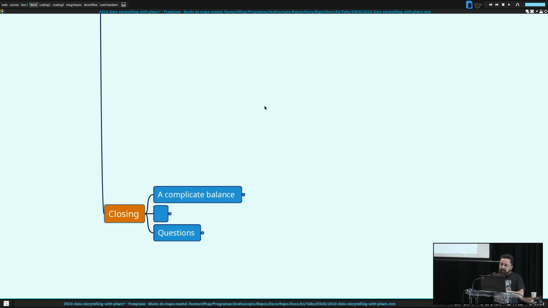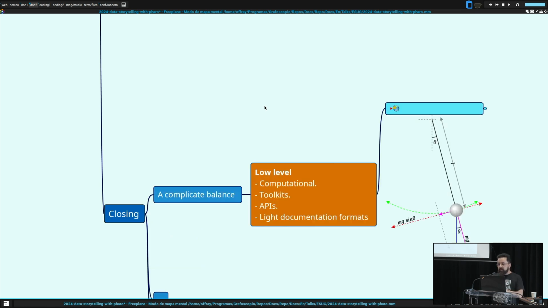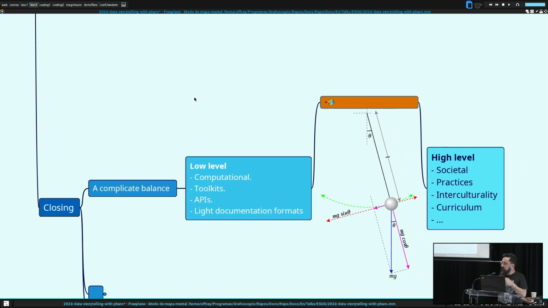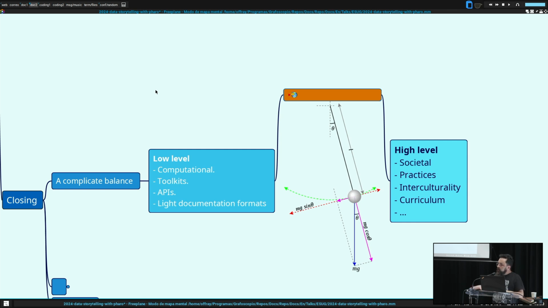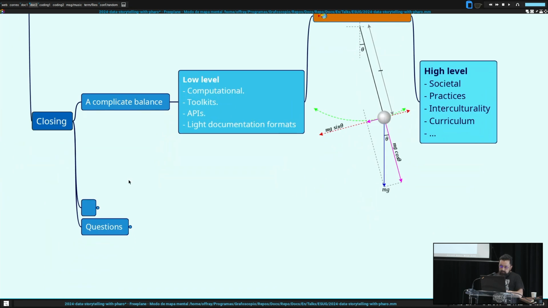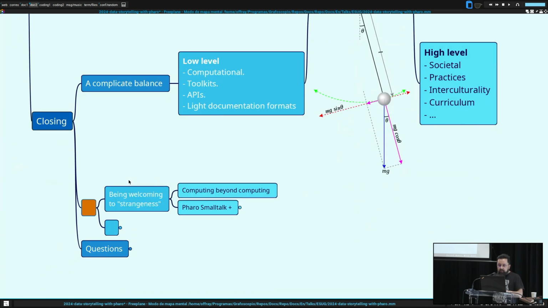But I think that we are trying to get a complicated balance, because in the low level, in air quotes, when we go low level, we don't go to the virtual machine or bytecodes or stuff like that. We go to computing, like toolkits, APIs, documentation formats. And when we go high level, we go to social practices, interculturality, curriculum. This is kind of the balancing pendulum we have over there. And it's a balance that we're trying to create.